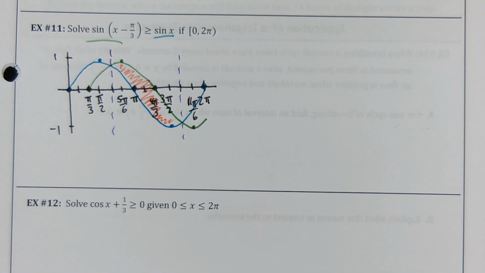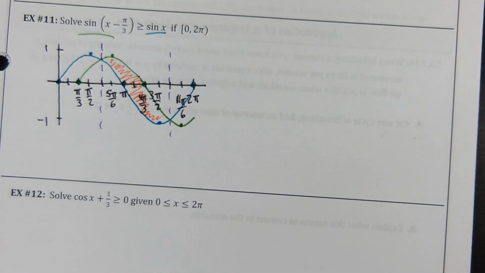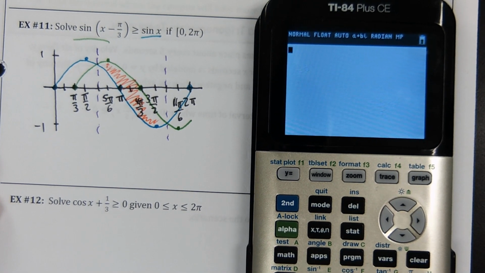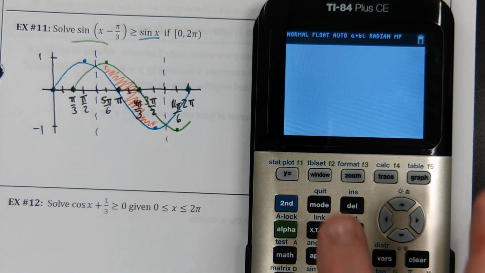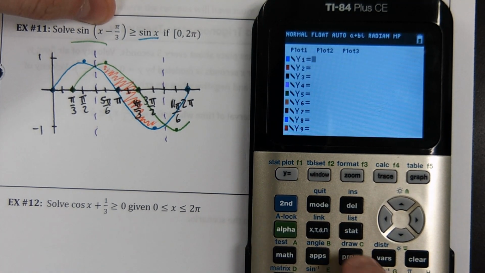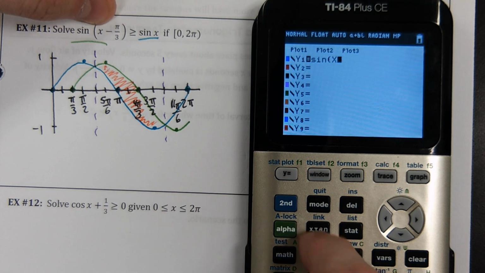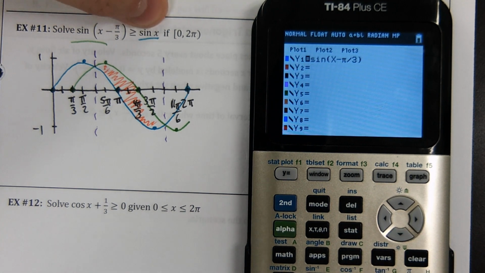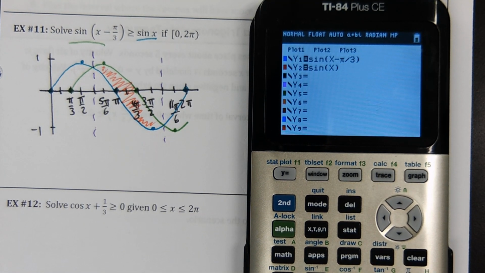You guys cool with that? All right. Make sure your calculator is in radian mode because we don't graph in degrees. Go to y equals and type them both. So we've got sine of x minus pi divided by 3 and sine of x. Don't hit graph, because we're going to think smarter, not harder here, okay?